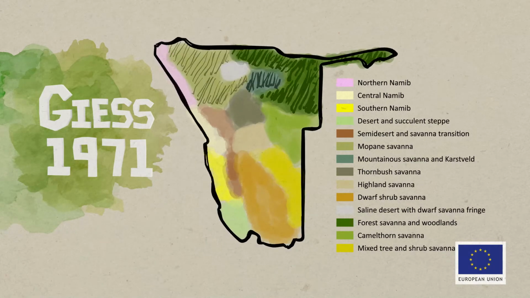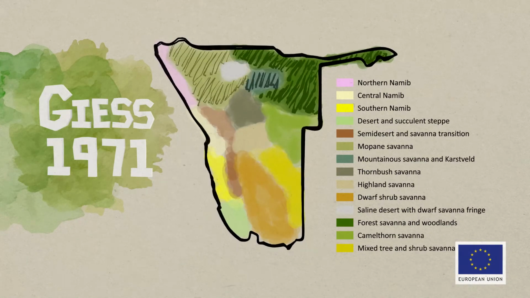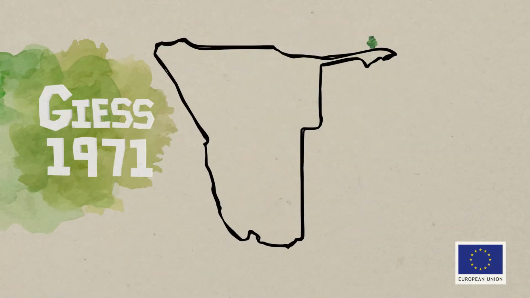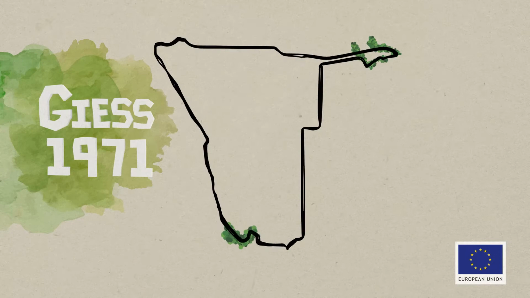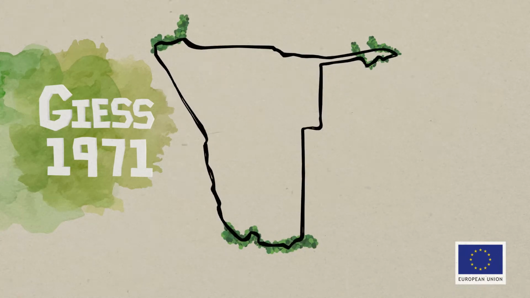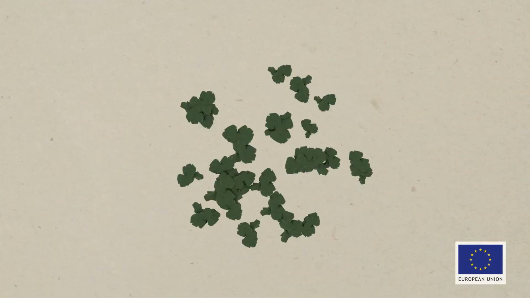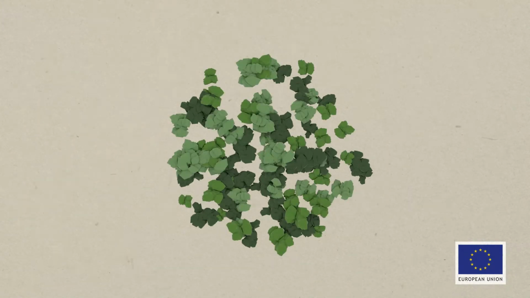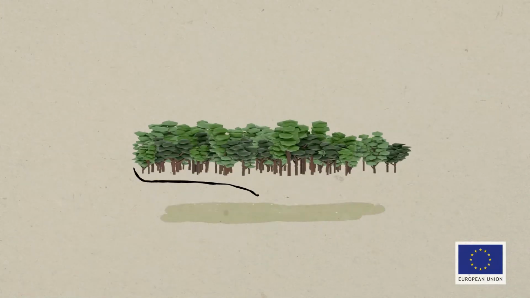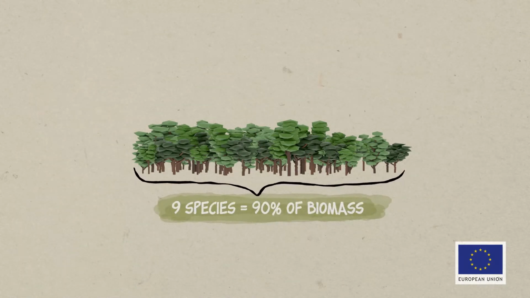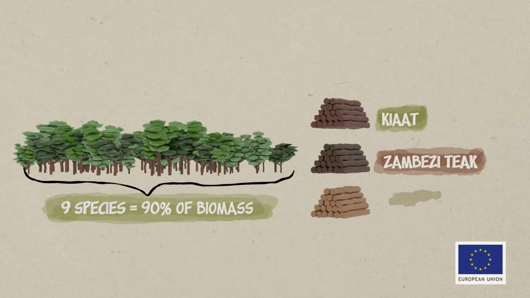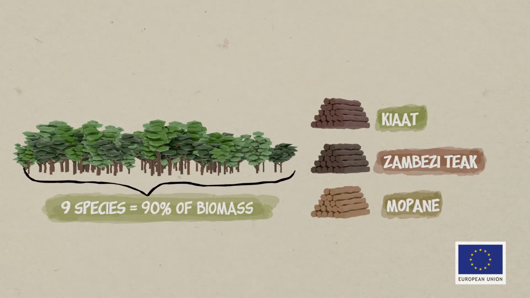In addition to the vegetation types described by Giess, dense riparian forests are found alongside the perennial rivers, such as the Zambezi, Kwando, Orange, or Kunene. The composition of most forests in northern and northeastern Namibia is fairly uniform, with 9 species making up 90% of the biomass. 3 of these, namely Kiaat, Zambezi teak, and Mopane, are harvested for their high-quality timber.